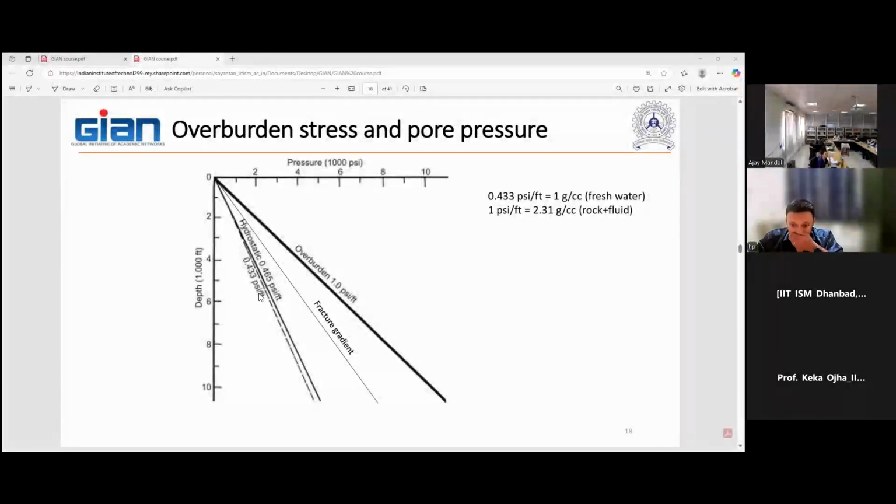So pore pressure, lithostatic pressure, and then your fracture gradient. Fracture gradient means that once you reach this fluid pressure, your fracture will start propagating away from the wellbore. This is generally observed as SH min, the minimum horizontal stress. It will always be between overburden and pore pressure under normal and strike slip faulting regimes. But if it's a reverse faulting regime, then your overburden becomes equal to your fracture gradient.